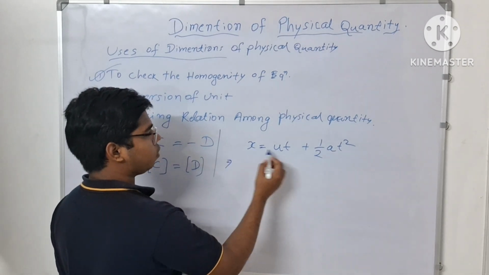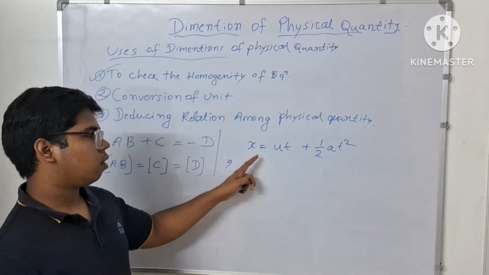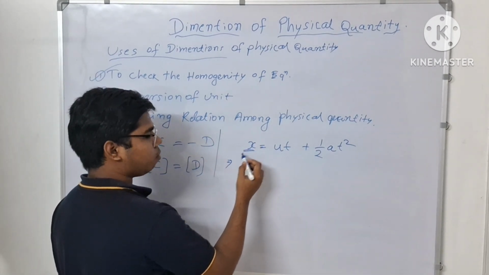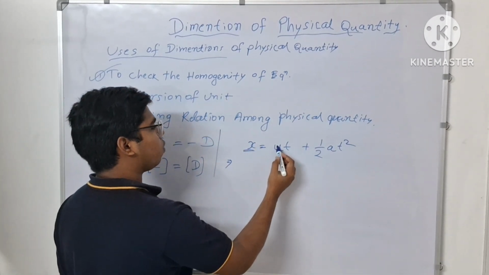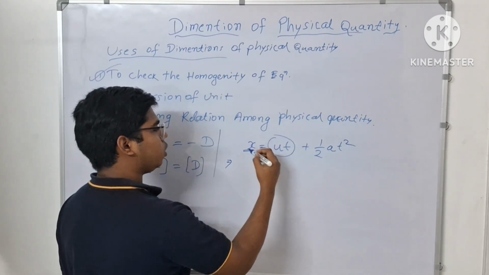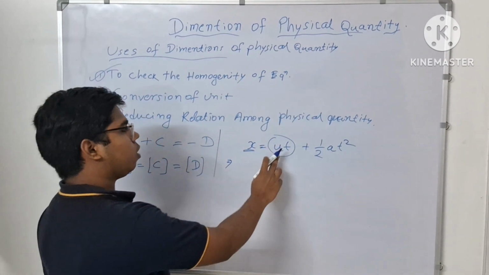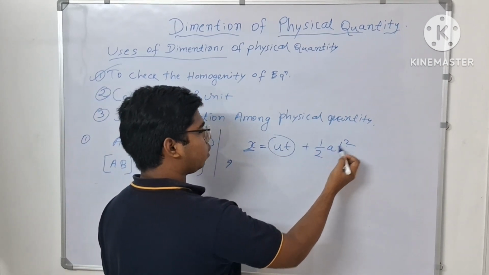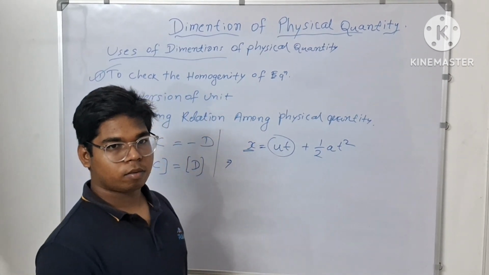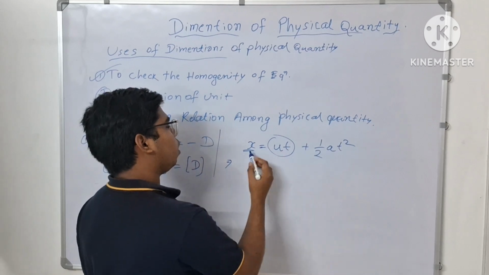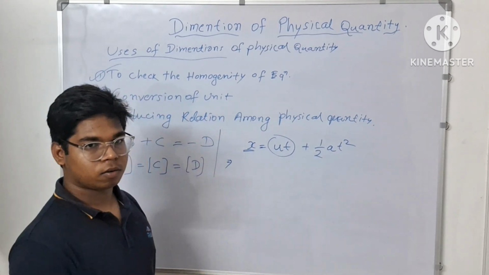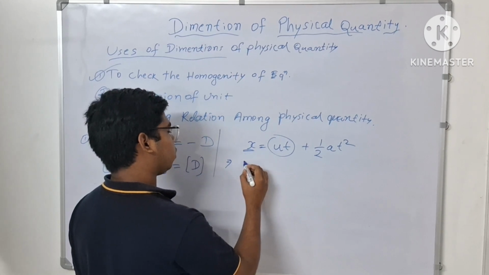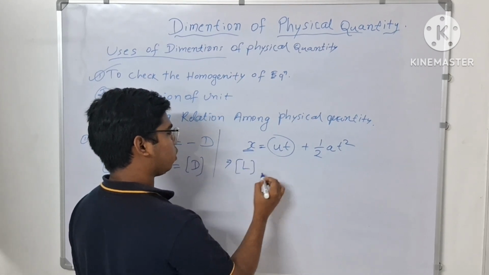So in that case, in this equation, all terms should have the same dimension. Like this is x, the dimension is length. Similarly, for this term ut, this term should have the dimension of length. Similarly, for this half at square, these terms must have the dimension of length so that we can add it. So as we know, the dimension of x is length L.